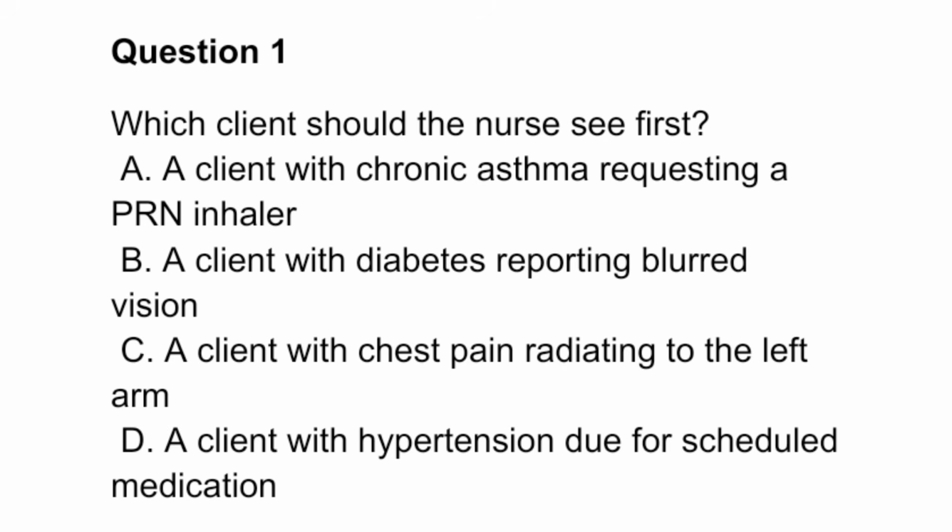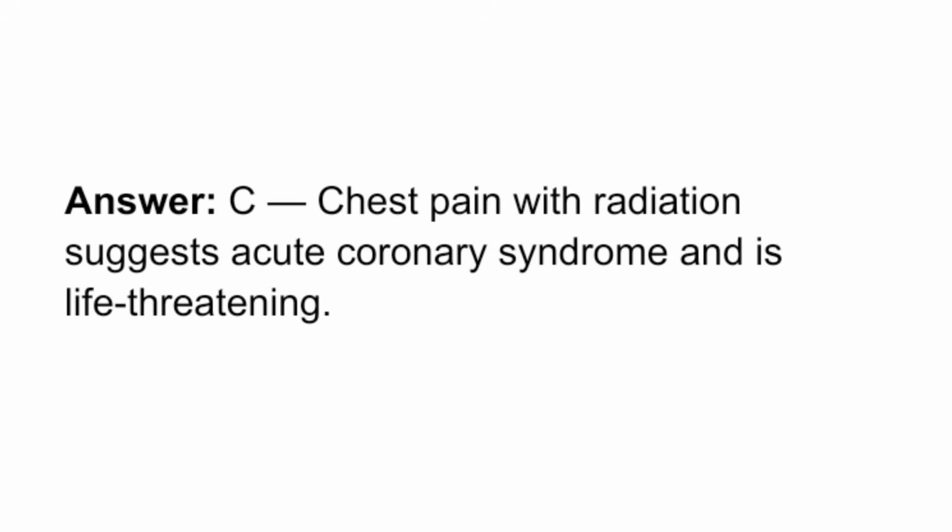Question 1. Which client should the nurse see first? A. A client with chronic asthma requesting a PRN inhaler. B. A client with diabetes reporting blurred vision. C. A client with chest pain radiating to the left arm. D. A client with hypertension due for scheduled medication. Answer C. Chest pain with radiation suggests acute coronary syndrome and is life-threatening.